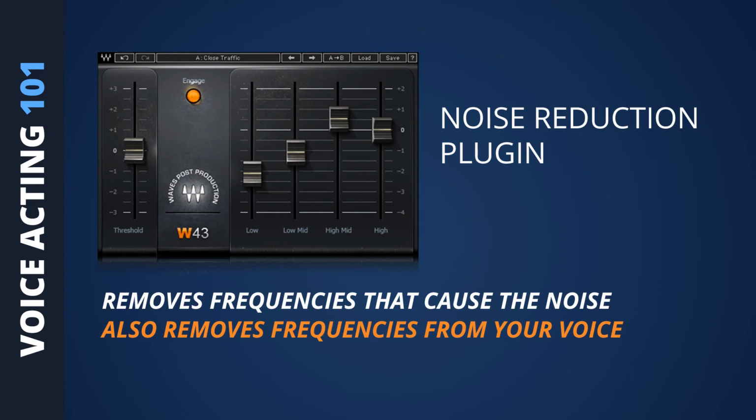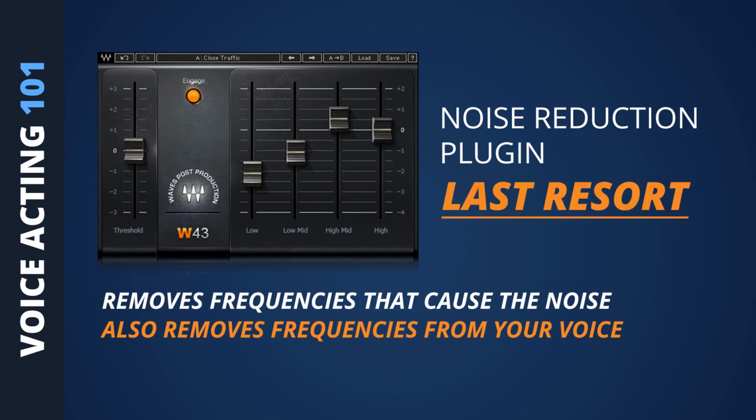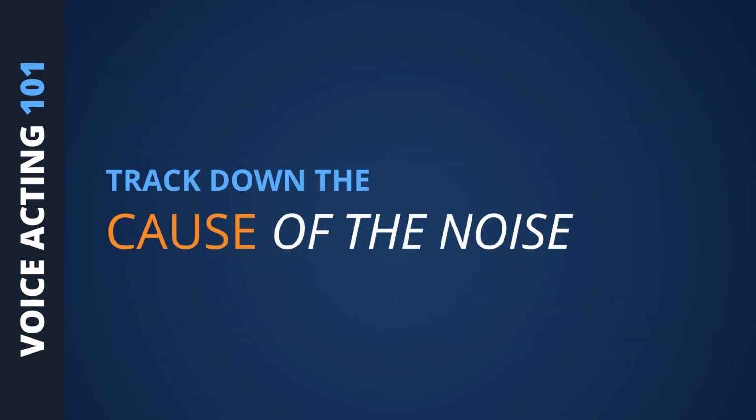So a noise reducing plugin should be used as a last resort or for very, very minor noise reduction. Instead of a noise reducing plugin, what you'd be better off doing is just tracking down whatever's causing that noise, whatever's causing that hum, and trying to stop it. Maybe it's an air conditioner or a fridge or a fan on a computer. So the important thing to remember is don't try to remove the noise from the recordings with a plugin. You want to stop the noise from ever getting into your recording.